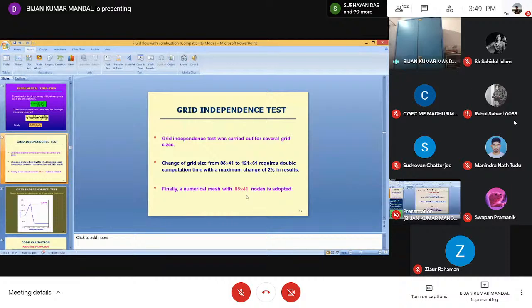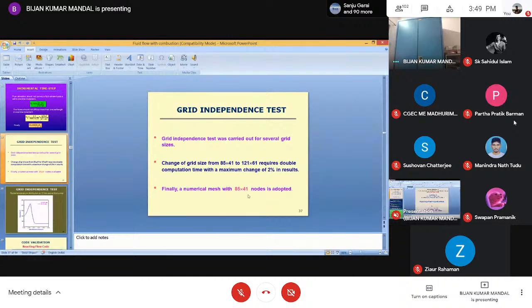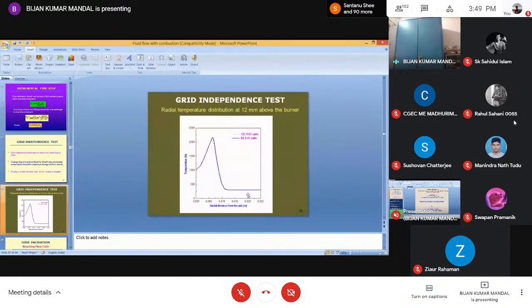So in this case, 85 into 41: in the Z direction 85, and in the R direction 41 cells are available. So if we plot the results with 121 by 61 cells and 85 by 41, you can see that they are very close, just to show that it is independent.